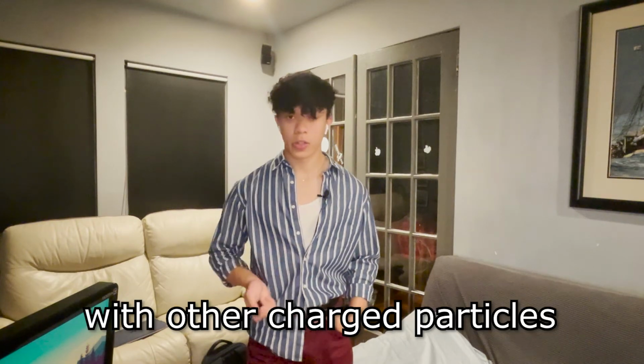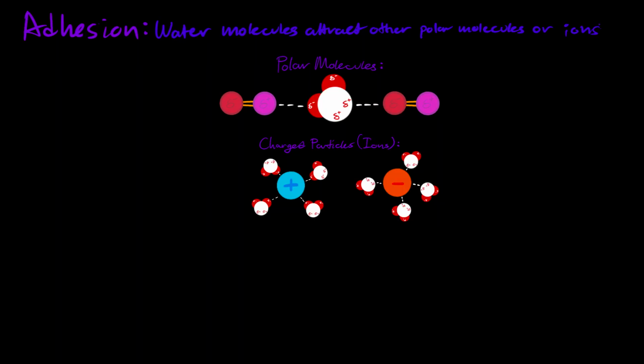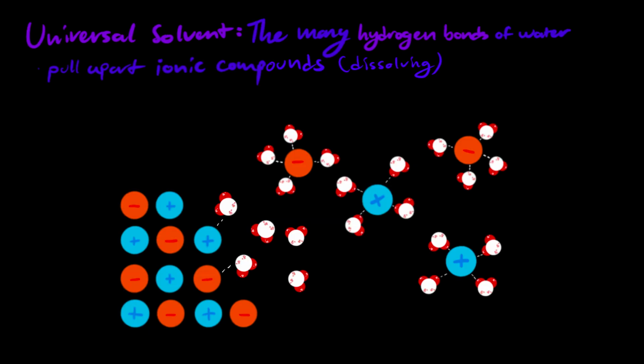Water interacts with other charged particles as well. Adhesion is hydrogen bonding between water and other polar or ionic molecules. This makes water a universal solvent. The many partially charged water molecules can pull and overcome the ionic bonds between cations and anions within ionic compounds.